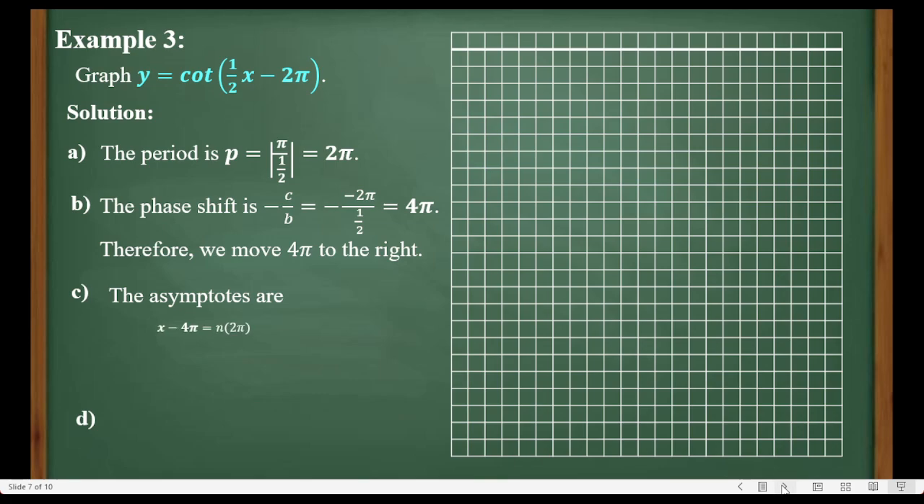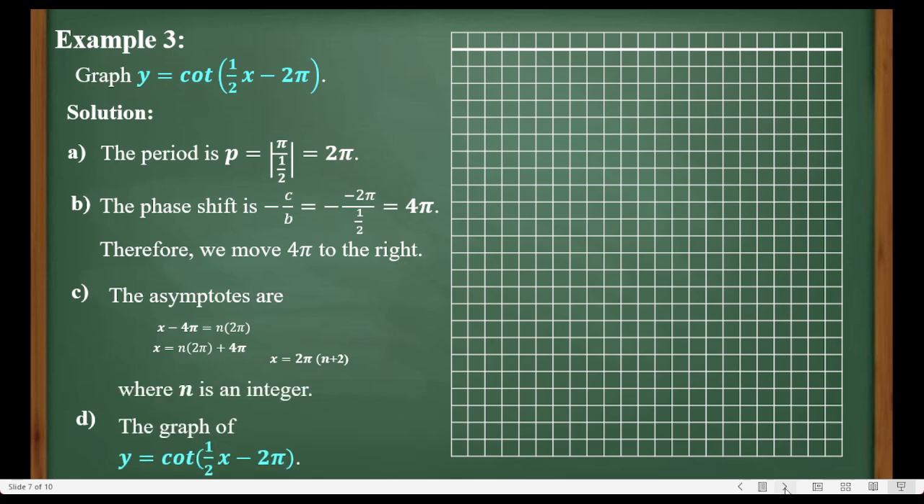So the asymptotes are, okay, since the graph moved to the right, we add 4 pi to the formula, np, where p is 2 pi. Then simplify. Negative 4 pi transposed to the right. So that will give us x is equal to 2 pi times the quantity n plus 2, where n is again an integer. Therefore, we trace the graph.